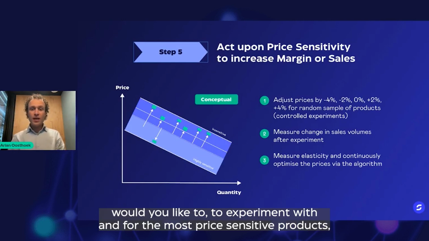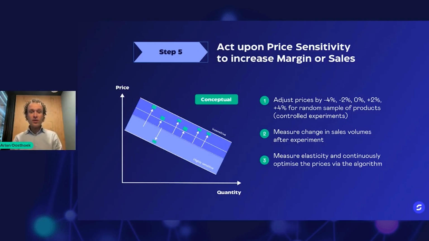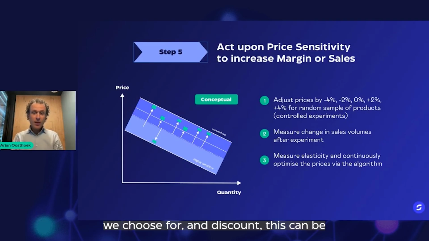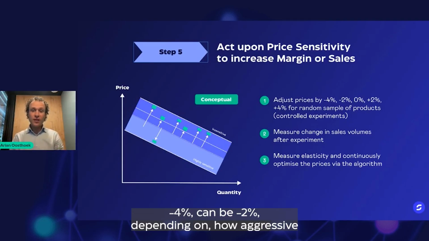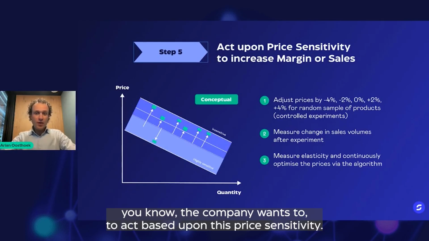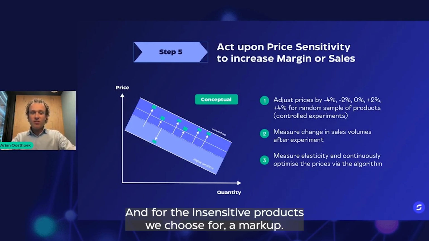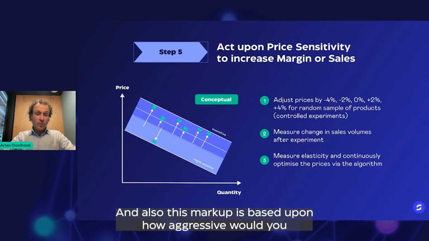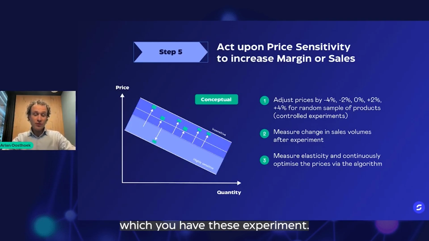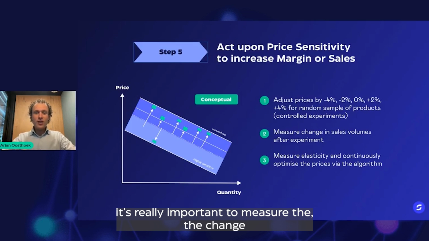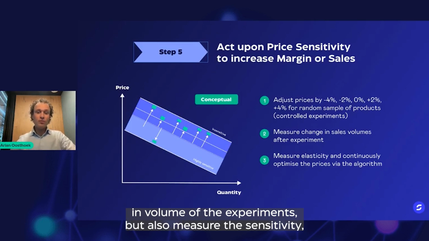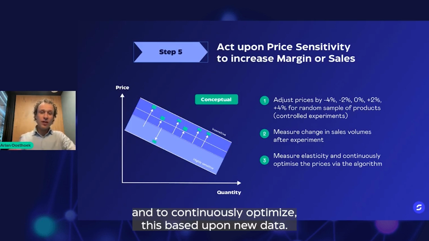experiment with? And for the most price sensitive products, we choose for a discount. This can be -4%, can be -2%, depending on how aggressive the company wants to act based upon this price sensitivity. And for the insensitive products, we choose for a markup. And also this markup is based upon how aggressive you would like this experiment to be. It's really important to measure the change in volume after the experiment, but to also measure the sensitivity and to continuously optimize this based upon new data.